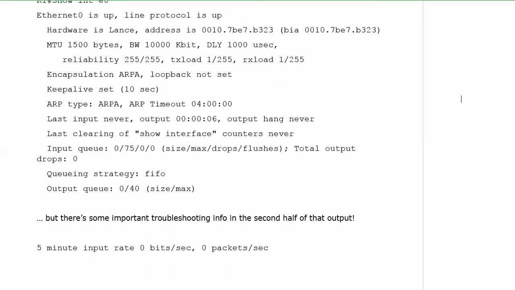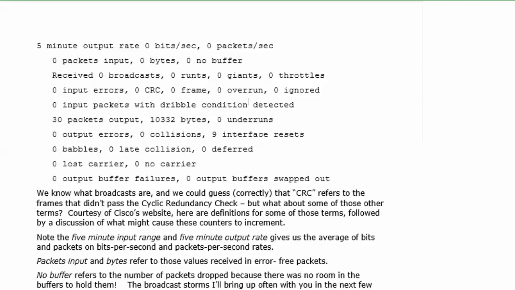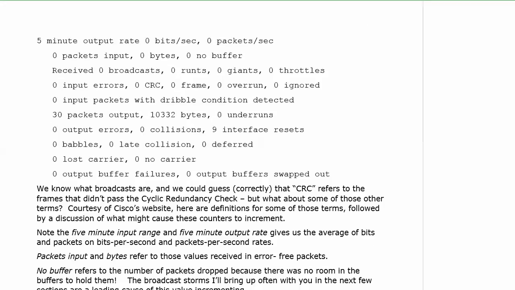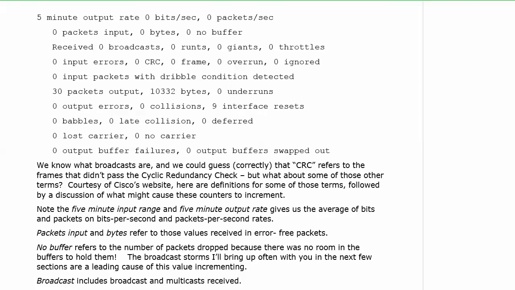Now, one line made this screen, so this is not the only line you're getting. But there we've got 5-minute input rate. And notice that there are two rates given to us, bits per second and packets per second. That's okay information. Then you've got your 5-minute output rate named the same way. But hidden in all this information down here, and mostly these are zeros on this particular lab router, and generally for these values that's a good thing, I want to talk to you about a couple of these.